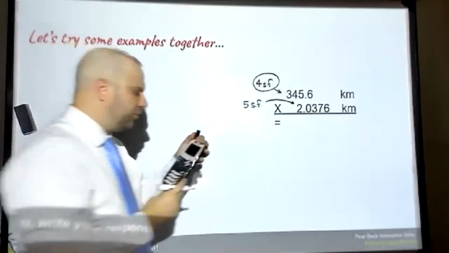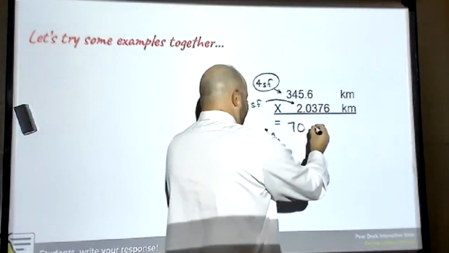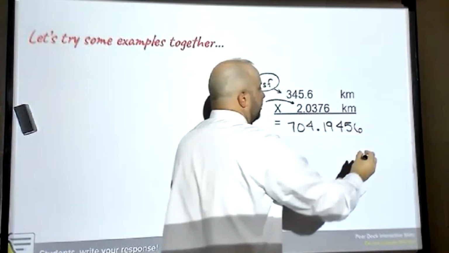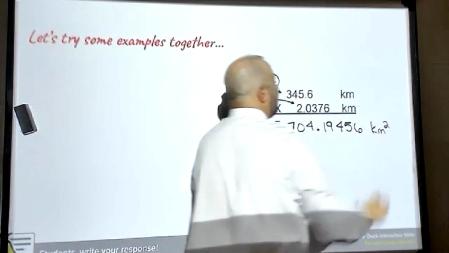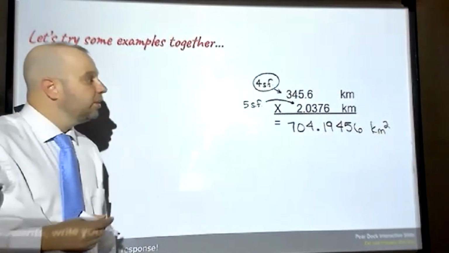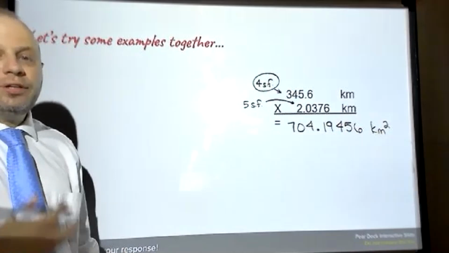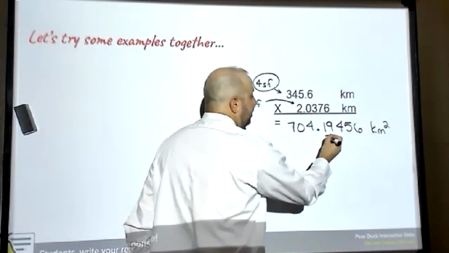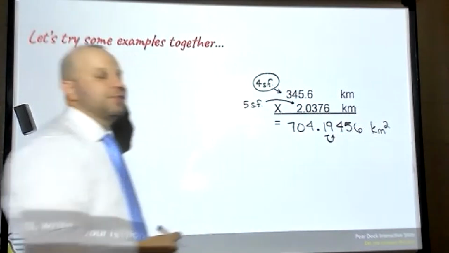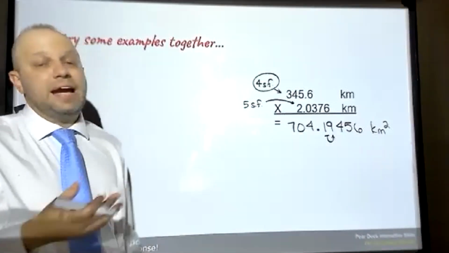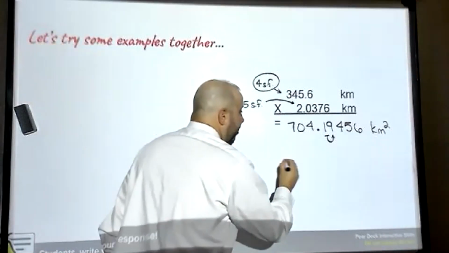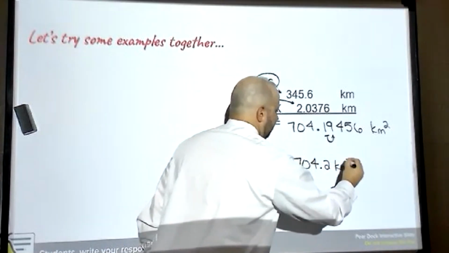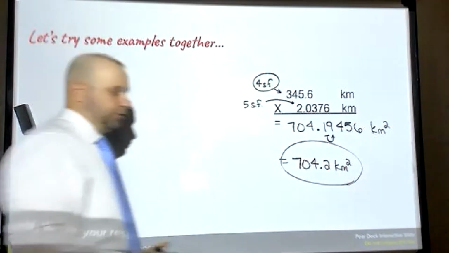So when you type this into the calculator, you'll get an answer of 704.19456. This will have units of kilometers squared because it's kilometers times kilometers. So we're allowed to keep 4 significant figures. So 1, 2, 3, 4. We're going to stop right here. We're going to look behind it. It's a 9. Okay, so 9 means we're going to round up. So our final answer is going to be 704.2 kilometers squared.